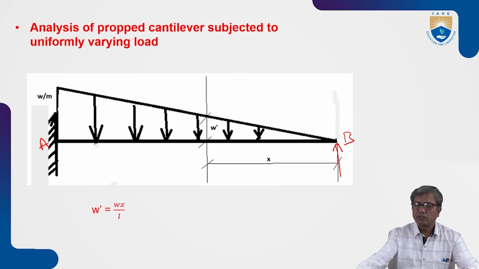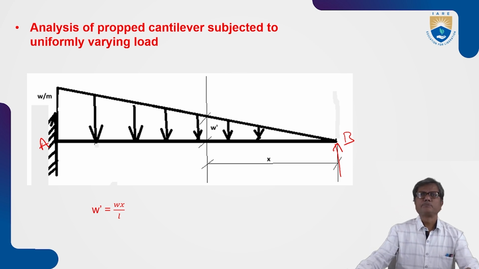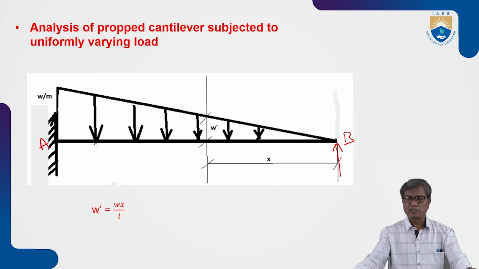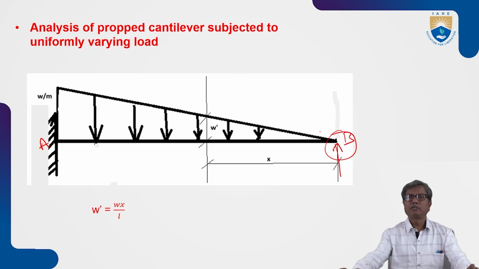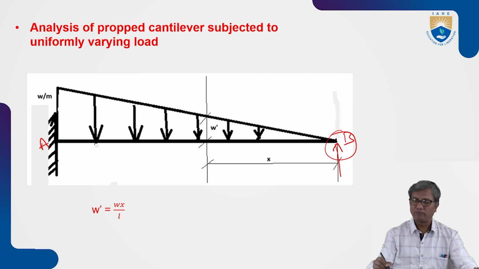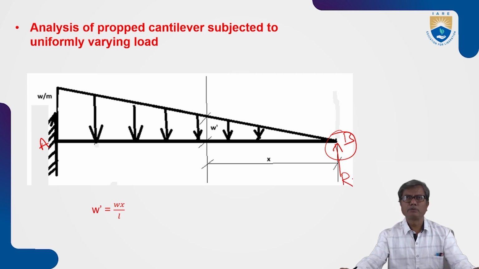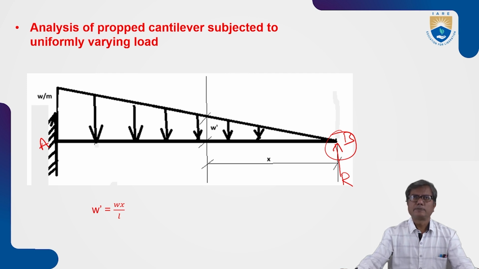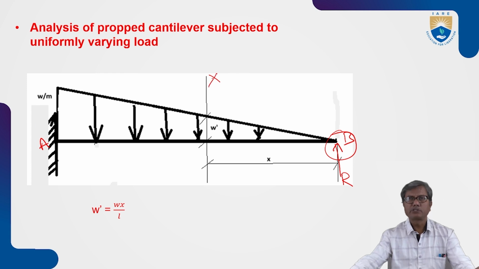To solve this case, we will again make use of the same principle, that is the compatibility condition, because we know that the net deflection at B, at the point of prop, is 0. Using this condition, we will find out the prop reaction R. For that, let us consider a section distant x from free end B.